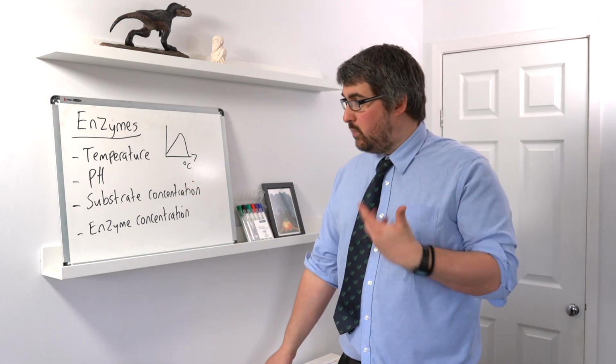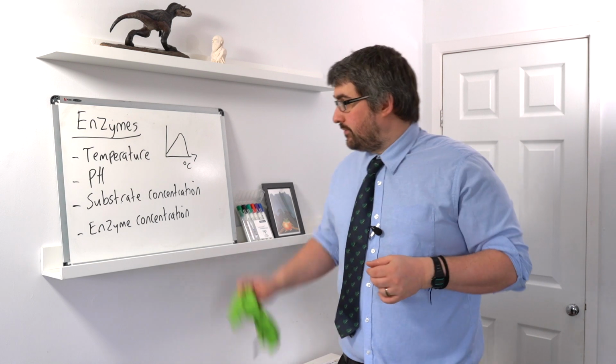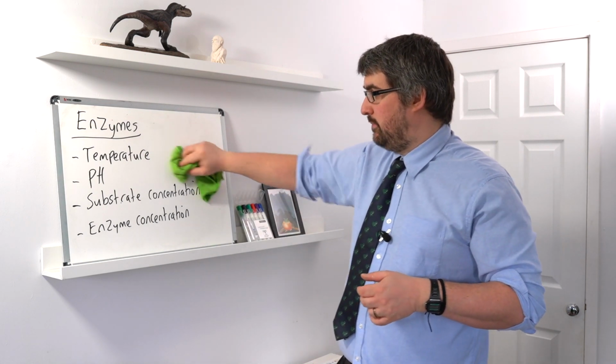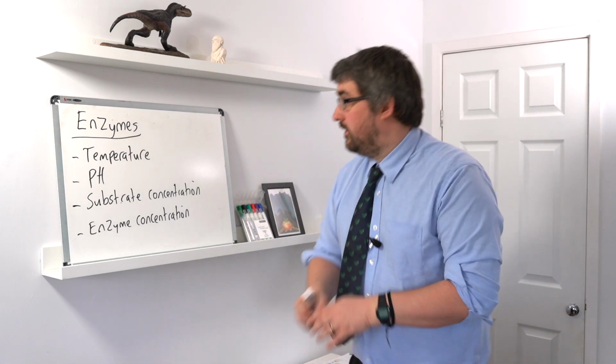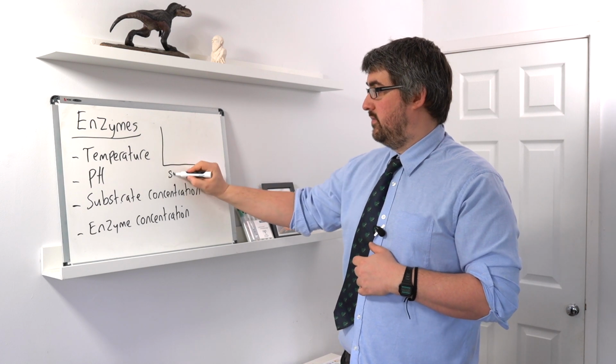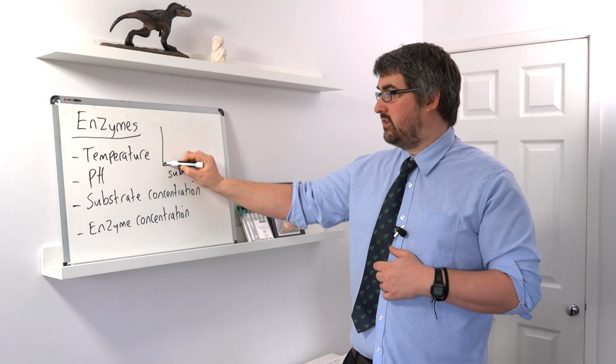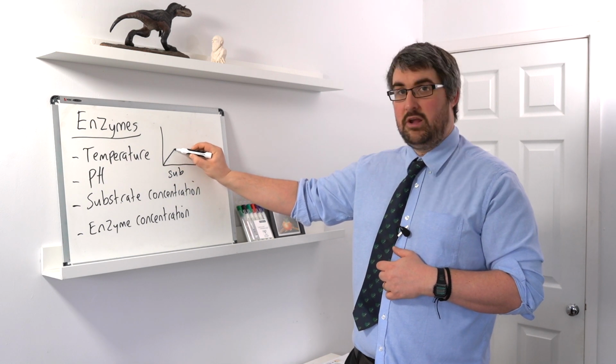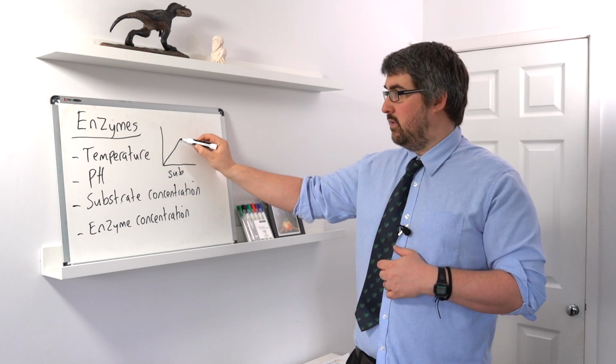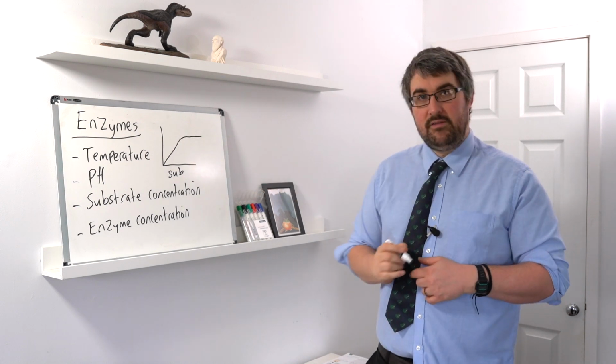Substrate concentration as well is an issue. If you've got a low concentration of substrate, so I put substrate there and then enzyme reaction there, you'll see at first substrate will very much limit the rate of reaction, so it will increase quite rapidly. And eventually what you would see is it would level off.